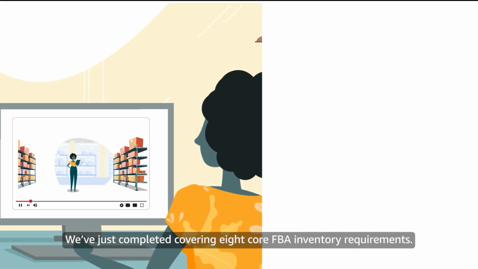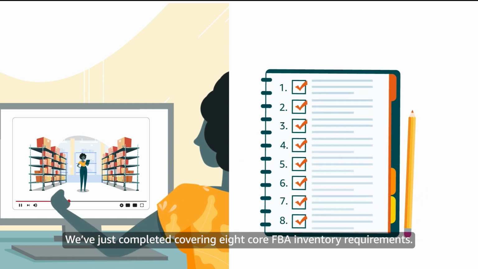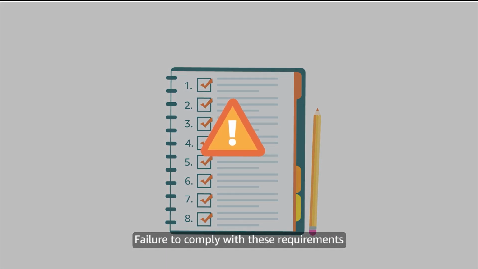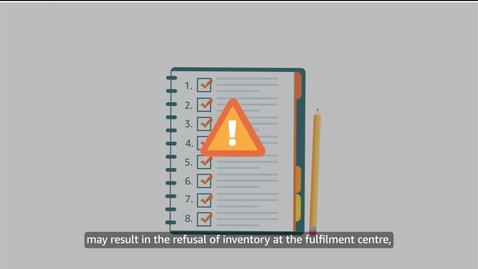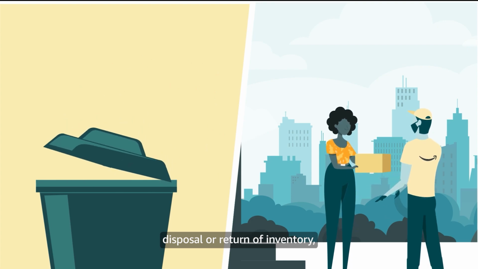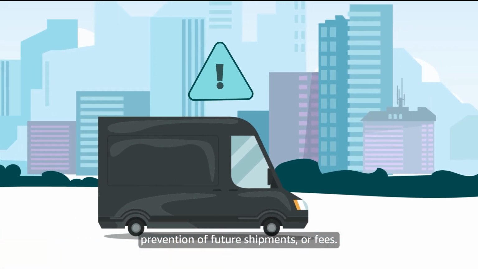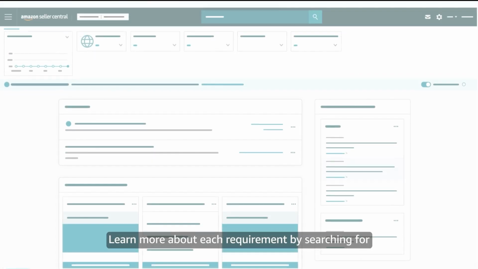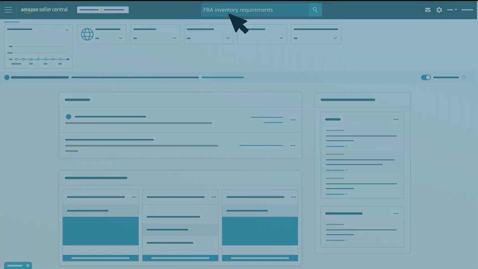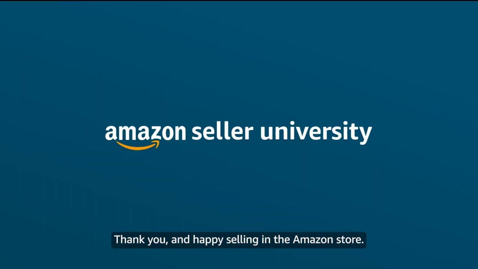We've just completed covering 8 core FBA inventory requirements. Failure to comply with these requirements may result in the refusal of inventory at the fulfillment center, disposal or return of inventory, prevention of future shipments, or fees. Learn more about each requirement by searching for FBA inventory requirements in Seller Central. Thank you and happy selling in the Amazon store.